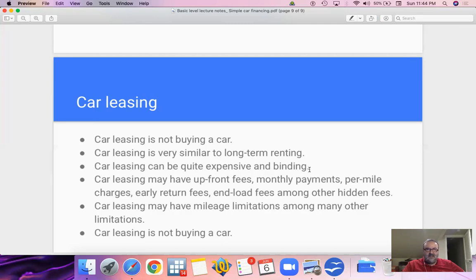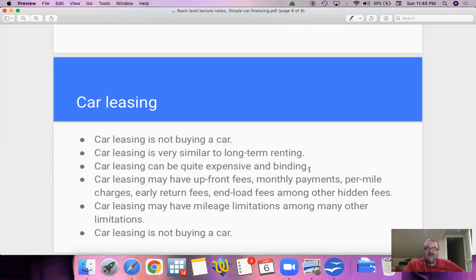Just when I was preparing these notes, I got curious and I Googled it. And what I saw was a lot of people have a car, driven it for 2.5 years, and now the mileage is at the maximum. If they were to continue driving it, they would have to pay additional mileage fees. Remember, this is a rental car. So these hidden fees could be quite expensive.